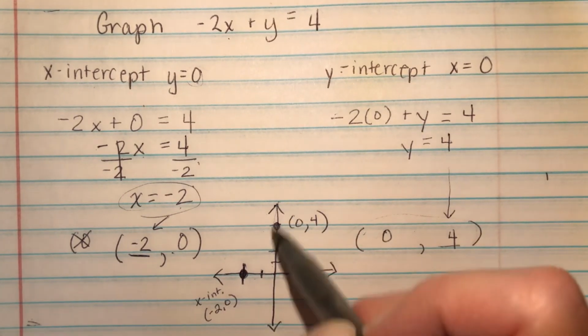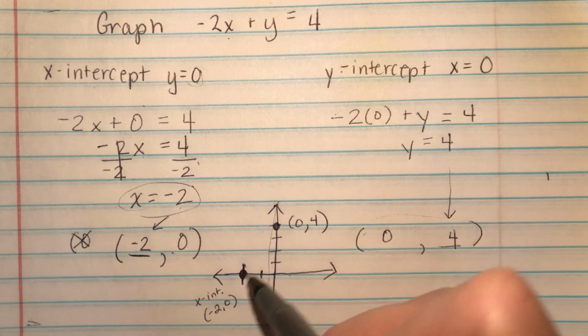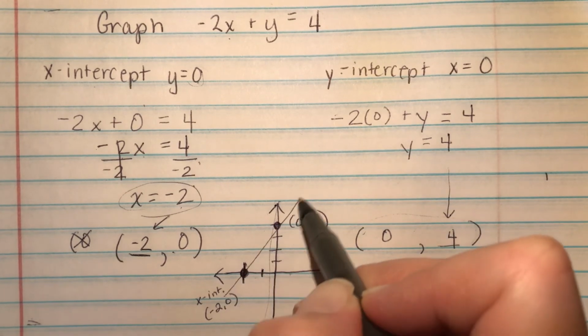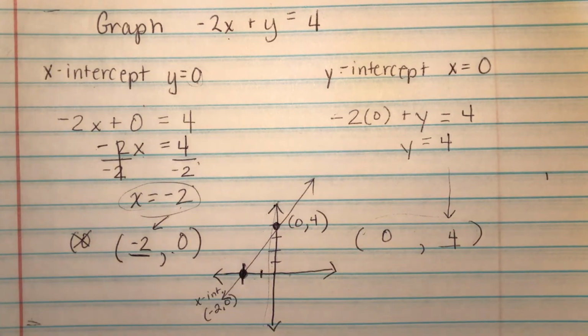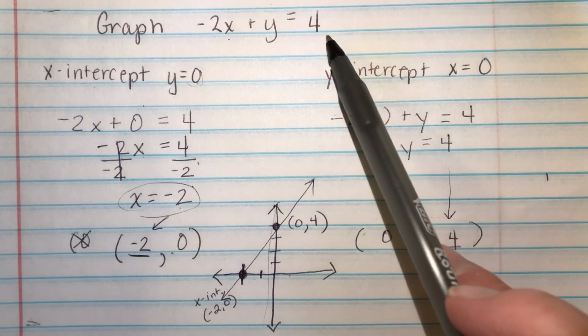And that was my y-intercept, because that's my y-axis. And now I'm going to just draw this the best I can. And now you've created the 2 points so that you could graph this equation.